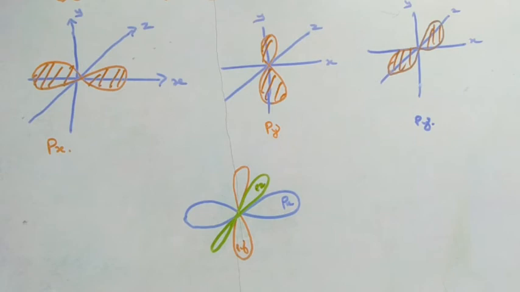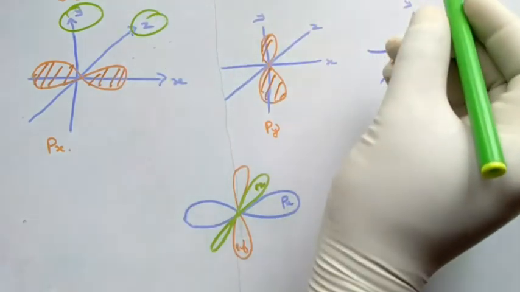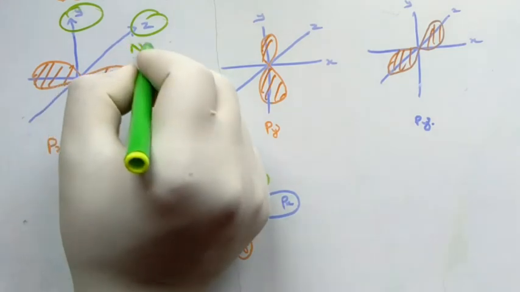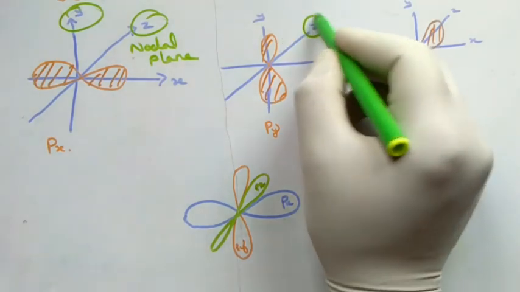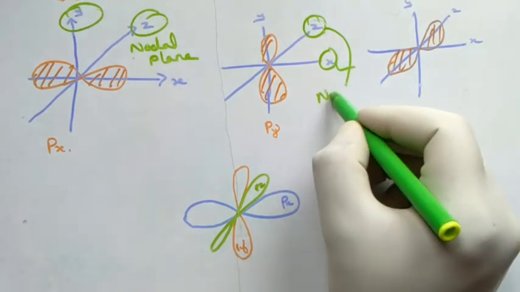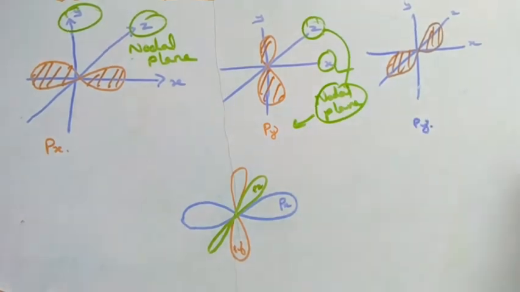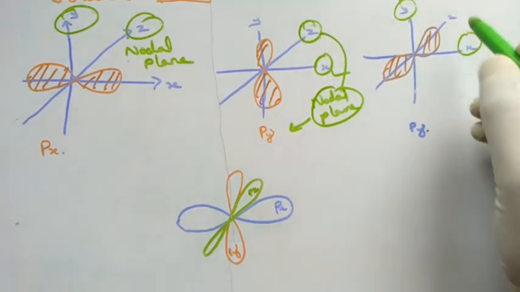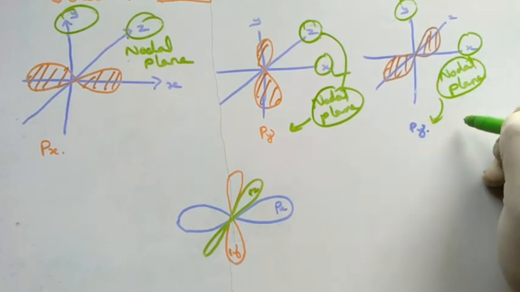But when we look at each orbital, there are two axes which are not having any planes. In px, y and z, in py, z and x, in pz, x and y. These are all called nodal planes. So in px, y and z are the nodal planes, in which there is no probability of finding an electron. Then for py, z and x are the nodal planes. Next, in pz orbital, y and x are the nodal planes. So in pz, nodal planes are x and y.